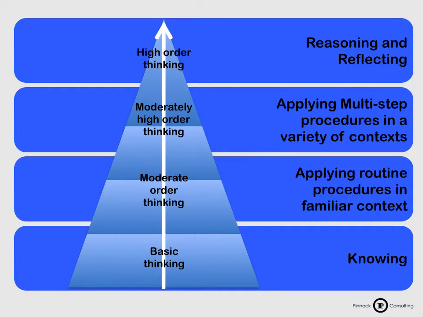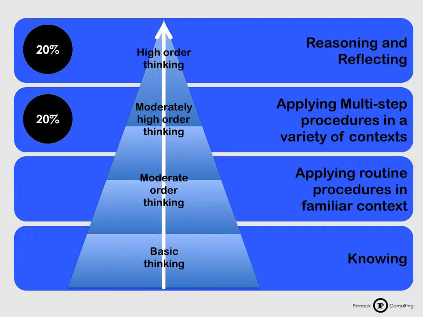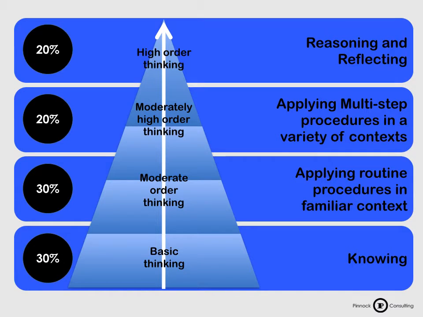Now, the mathematical literacy curriculum gives us guidelines on how much time we should spend during our teaching on each of these levels of thinking, as well as through our assessment. So 20% of your time should be spent on higher order thinking, 20% on moderately high order thinking, 30% on moderate order thinking, and 30% on basic thinking. Now, what does that mean in our teaching?